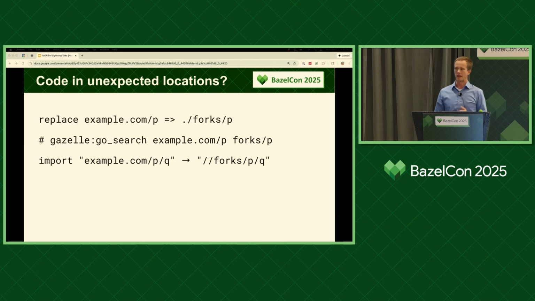What about something narrower, a little bit weirder? Maybe we created a fork of our dependency, example.com/p, and we put it in a directory that doesn't have the full name, fork/p. So this Go search directive can strip the prefix for you. So this says that if an import has the prefix example.com/p, then look in the fork/p directory without that prefix.